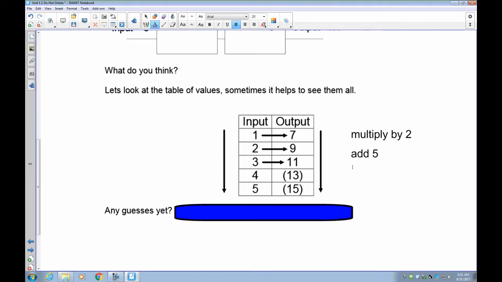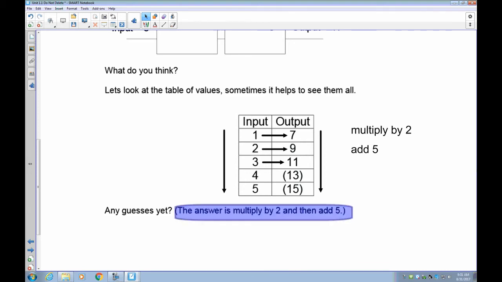Now, this is our guess. Let's find out whether or not this actually works. 2 times 2 is 4. 4 plus 5 is 9. Hey, that worked. 3 times 2 is 6. 6 plus 5 is 11. 4 times 2 is 8. Plus 5 is 13. So we know that this here, multiplied by 2, add 5, is correct.